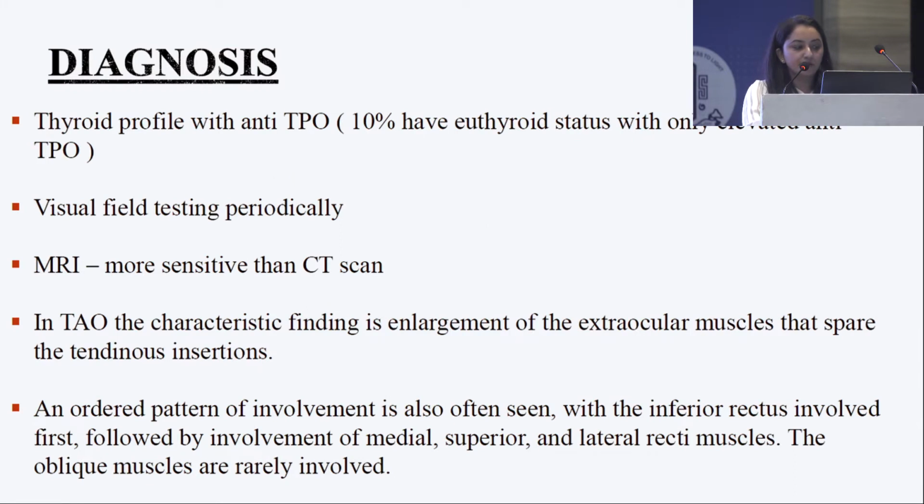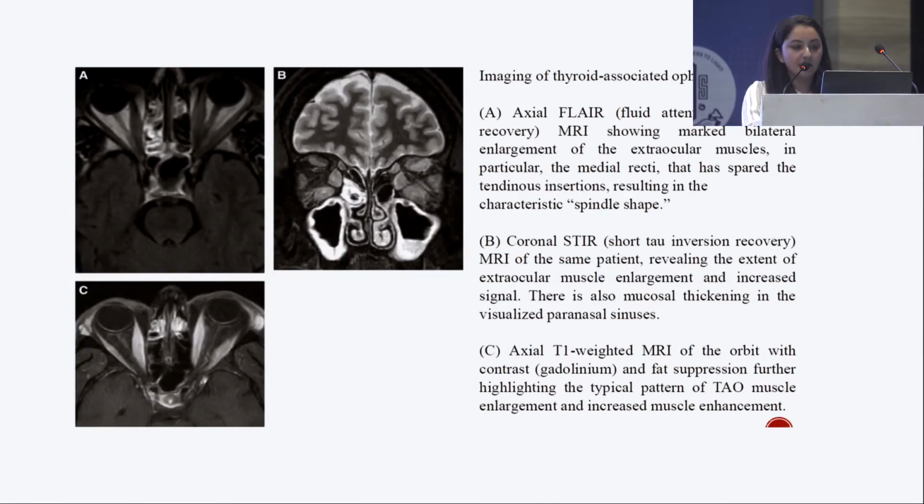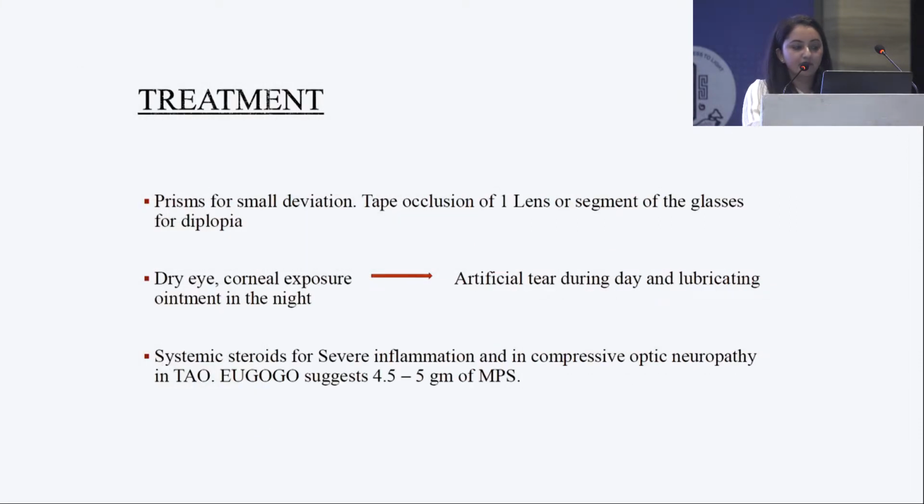Diagnosis is with the help of a complete thyroid profile and MRI, being more sensitive for TAO than CT, where we see the characteristic enlargement of the extraocular muscles. They appear to have a characteristic spindle shape, as can be seen in this picture. For early cases of TAO with a small deviation, we can prescribe prisms. We have to manage the dry eye and the corneal exposure, if any.